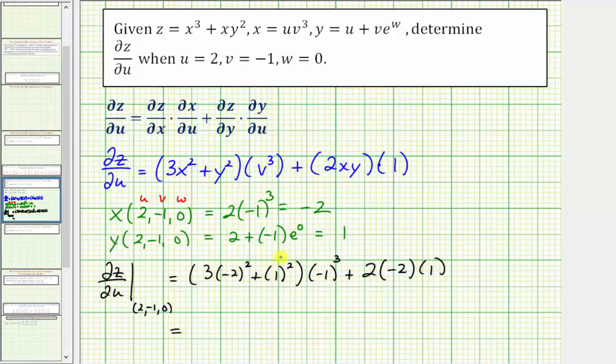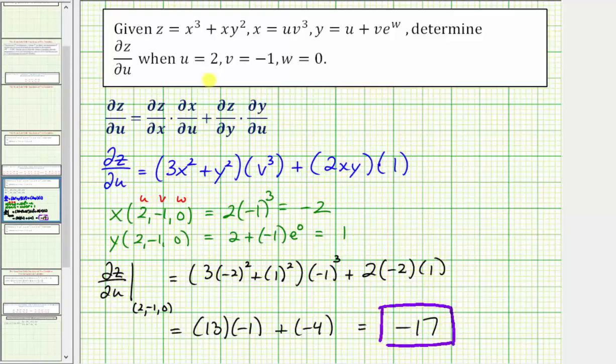Working inside the parentheses here, -2 squared is 4, 4 times 3 is 12, 12 plus 1 squared, that'd be 12 plus 1 or 13. And we have -1 cubed, that's just going to be -1. And we have plus 2 times -2 times 1 is -4. So we have -13 plus -4, which equals -17. So we now know that the partial derivative of z with respect to u is equal to -17 when u equals 2, v equals -1, and w equals 0.